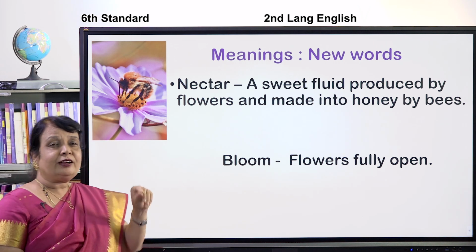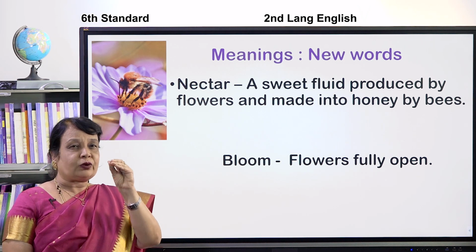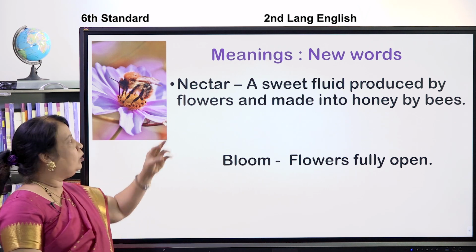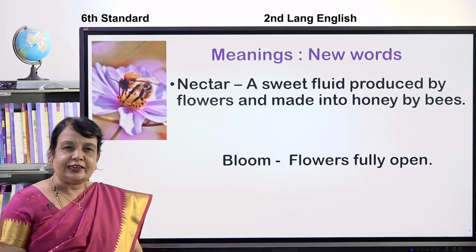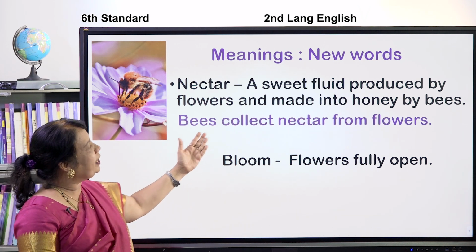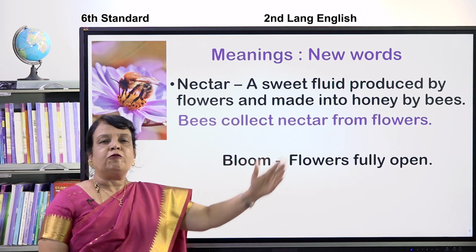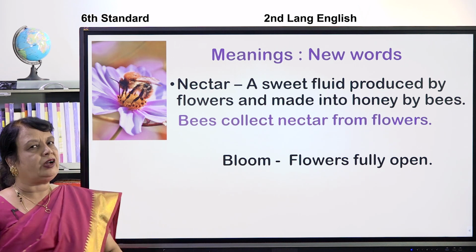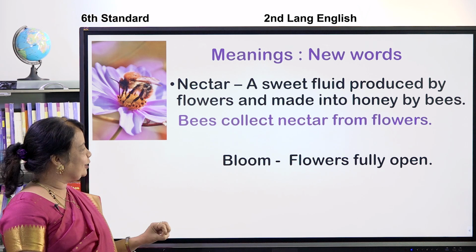Nectar anta ಹೇಳಿದ್ರೆ ಆ ಹೂವಲ್ಲಿರುವ ನೀರನ್ನು, ರಸವನ್ನು ಅದು ಹೀರ್ಕೊಳ್ಳುತ್ತೆ. ಆ ಹೀರ್ಕೊಳ್ಳುವ ರಸವನ್ನು we call it as nectar. ಏನಂತ ಹೇಳ್ತೀವಿ? Nectar. I have a sentence for you, children, here. Bees collect nectar from flowers. Yes, they go from one flower to another flower, and they collect nectar.